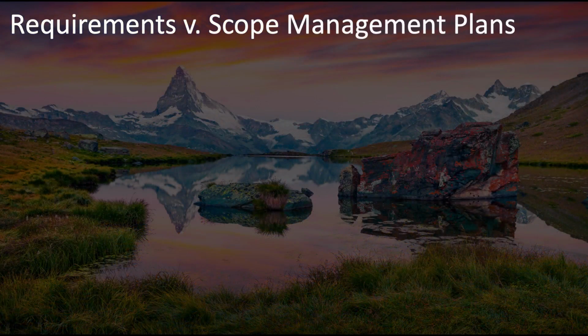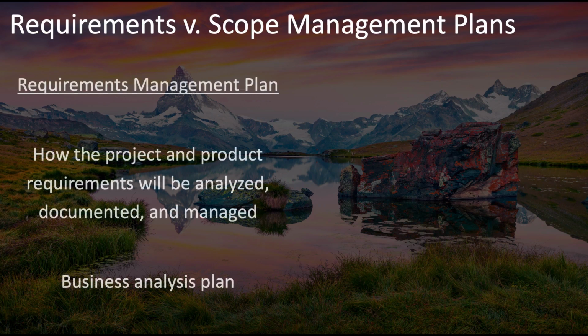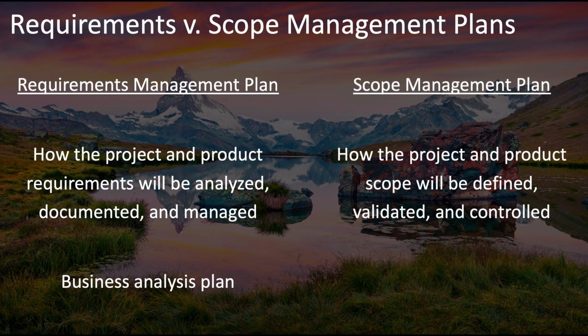Knowing the difference between requirements and scope, what is the difference between the requirements management plan and the scope management plan? The requirements management plan specifies how the project and product requirements will be analyzed, documented, and managed. It's sometimes referred to as the business analysis plan. The scope management plan specifies how the project and product scope will be defined, validated, and controlled.